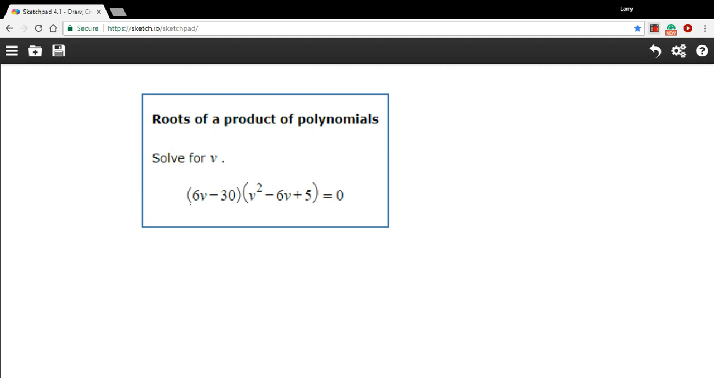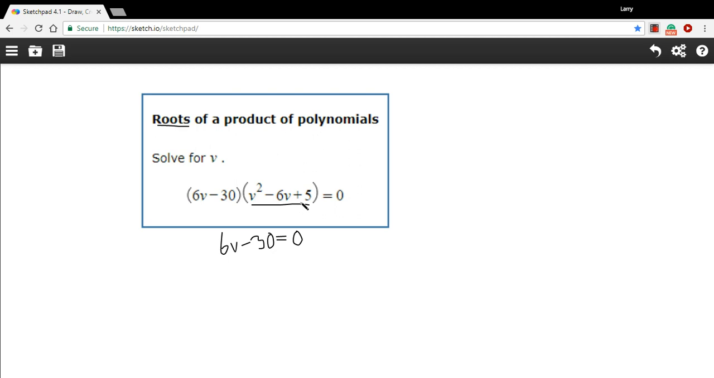This one is already factored as much as I need it to be. So 6v minus 30, I can just set that equal to 0. Remember, the idea here is that if you're multiplying two things and they come out to 0, one or both of these have to be 0. So we can just set each piece equal to 0 and solve for it. That's going to get us what we call the roots. I'll solve this part in a minute, but let's take a look at this chunk.